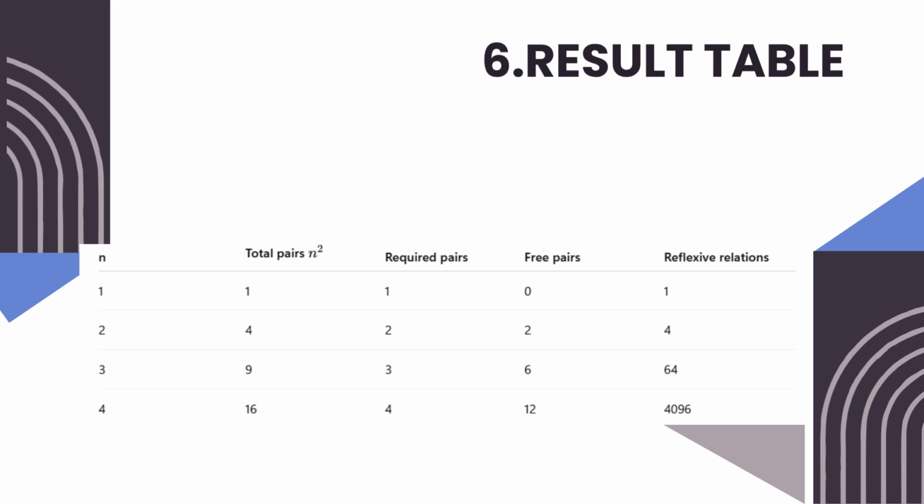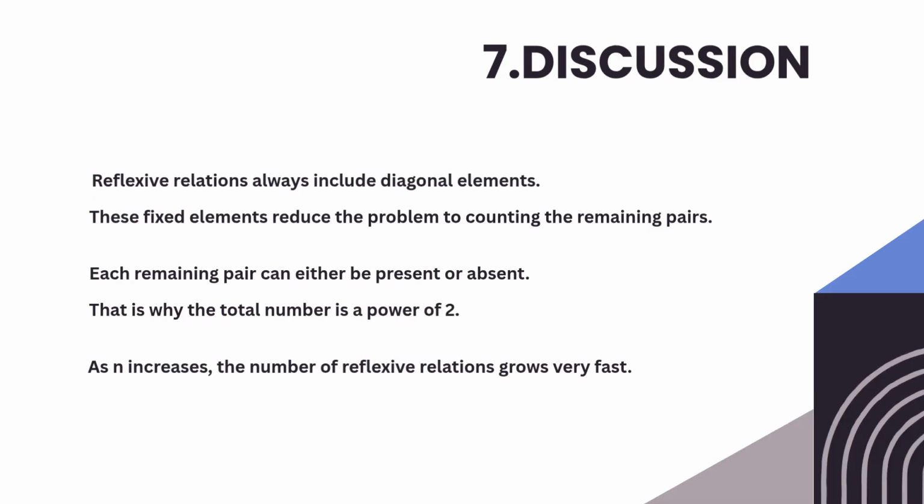This discussion explains why counting reflexive relations becomes simpler once we understand their main rule. In every reflexive relation, each element must be related to itself, so the diagonal elements are always included. These are fixed and cannot be changed. After that, we only need to consider the remaining pairs. Each of these pairs has two choices. It can either be present or absent. That is why the total number of reflexive relations is expressed as a power of 2. As the value of n increases, the number of possible reflexive relations grows very rapidly.